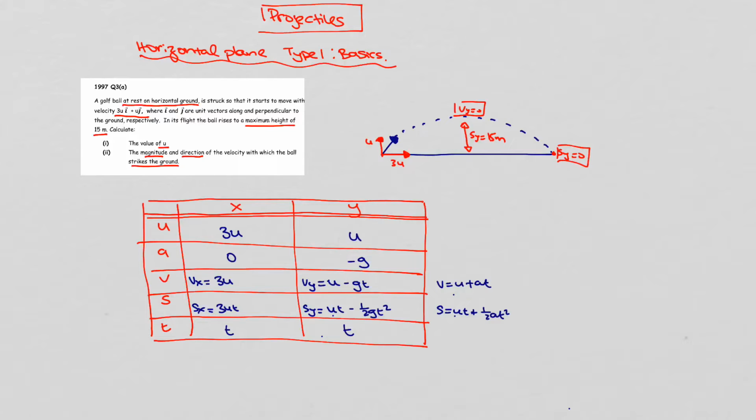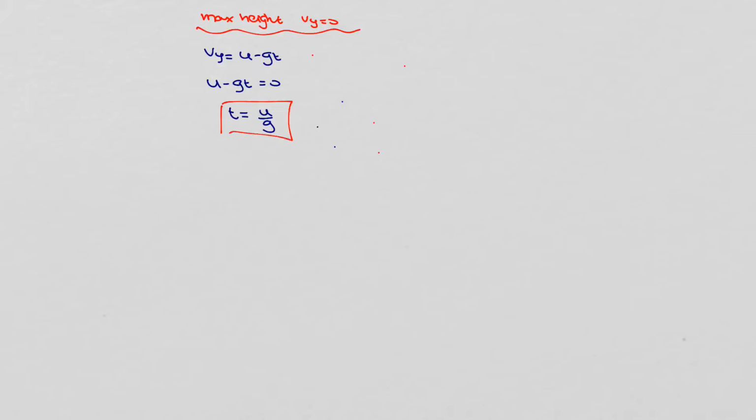Okay, so how are we going to find u, the value of the initial velocity? Well, we start with what we know, and we know that the maximum height occurs when Vy is equal to 0. So what do we know about Vy? Well, we know that Vy is equal to u minus gt. So if I let that equal 0, I get u minus gt is equal to 0, and therefore gt is equal to u, so t is equal to u over g. In other words, the time taken to reach the greatest height is u over g.